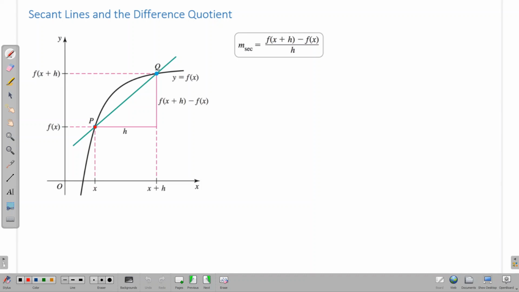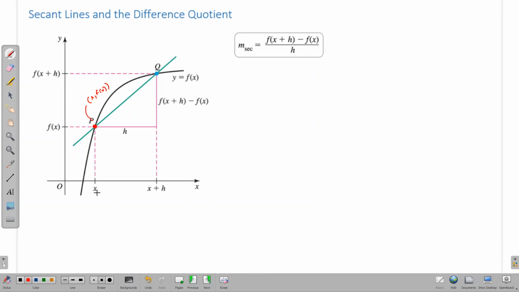So if this is our initial point, then we could say that its x-coordinate is x, and its y-coordinate would be f of x. So the coordinates for that point are really x, f of x. The x is obviously x, and then that's the y value.